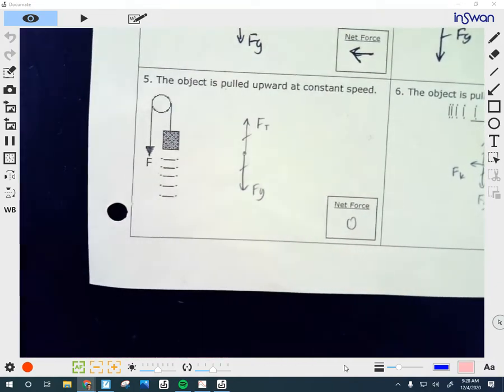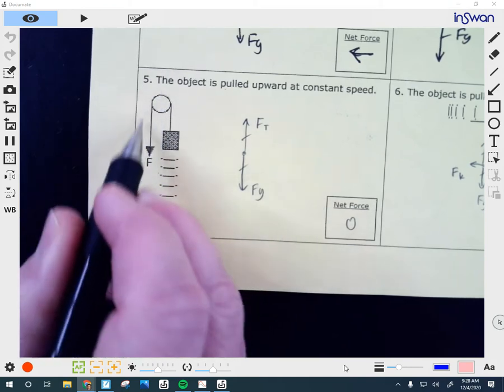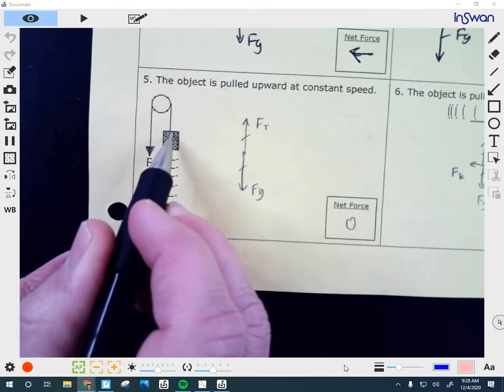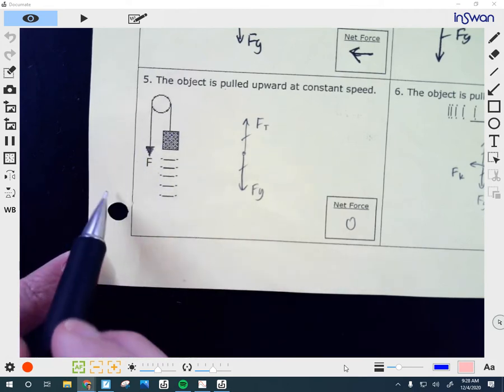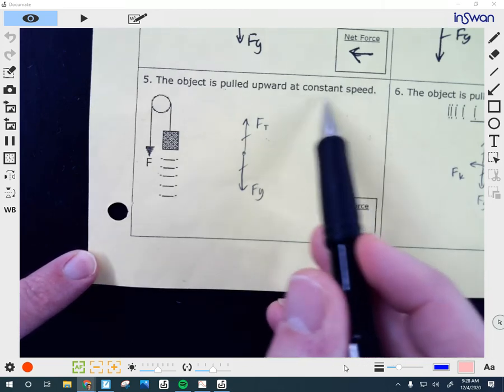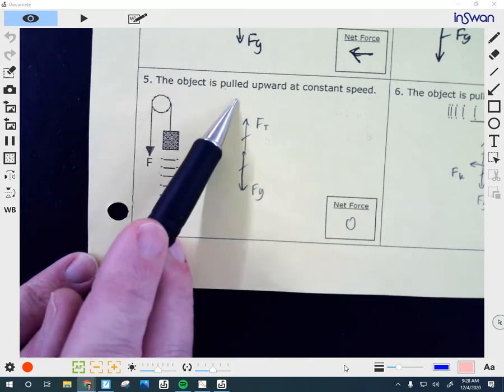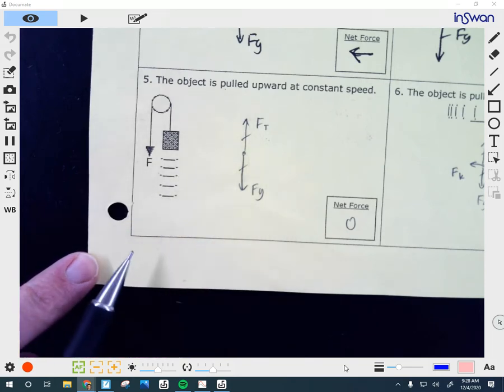All right, number 5, object pulled upward at constant speed. So there's a force here exerted on the string. That's going to cause some stretching in the string or cable, whatever it happens to be. So it's a tension force, again, upward. The key here is constant speed, which means 0 acceleration. And so the temptation might be to have a bigger upward force. If the tension force was bigger, we would actually be accelerating the box upward, okay?